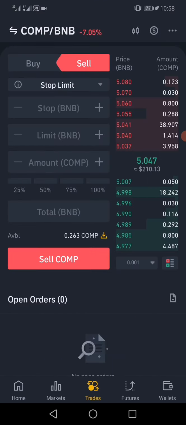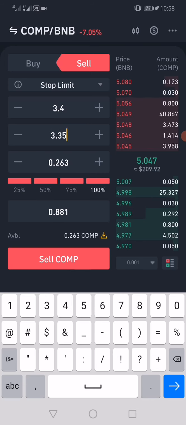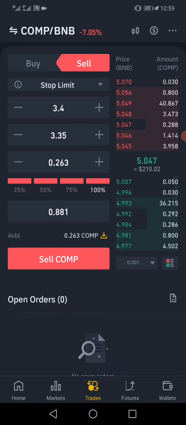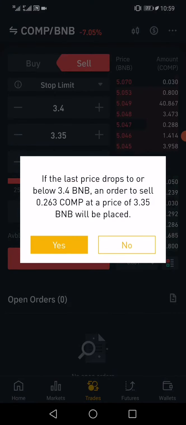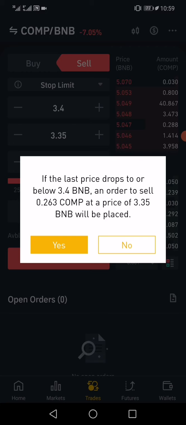So what I did was, I will now enter a stop limit order to sell it at that price. So I'll come back to my sell. The stop price is 3.4 BNB. Now when it drops below that, I want to sell it at 3.35. It depends. And I enter my 100% again at this point, and once I enter my stop, you'll find out that it wouldn't sell for me because I have a condition. You see, if the last price drops to or below 3.4 BNB, an order to sell 0.263 comp at the price of 3.35 BNB will be placed.